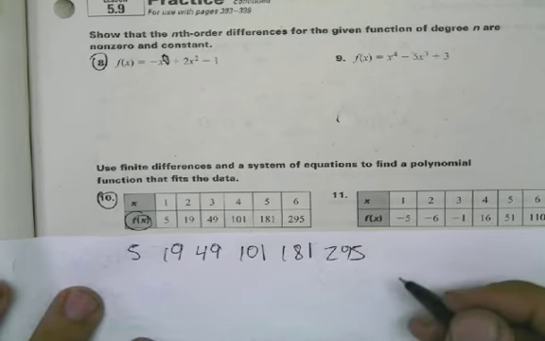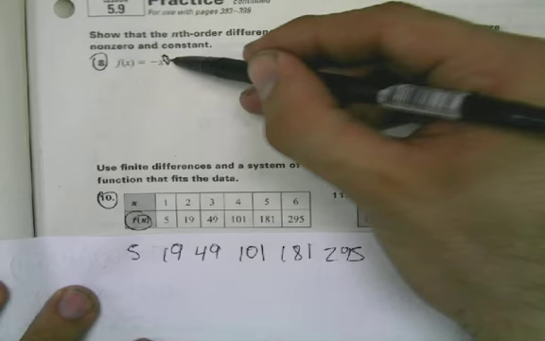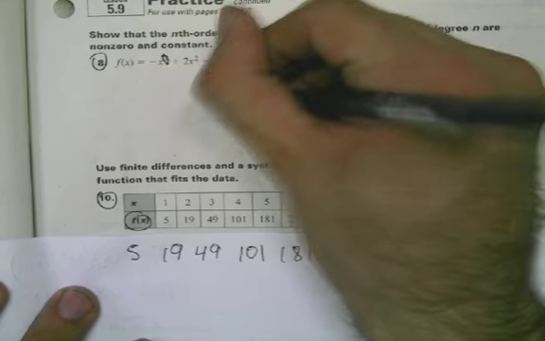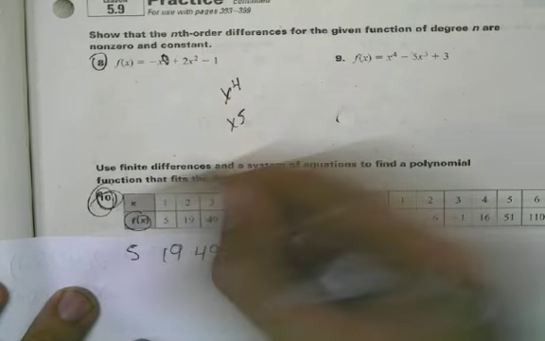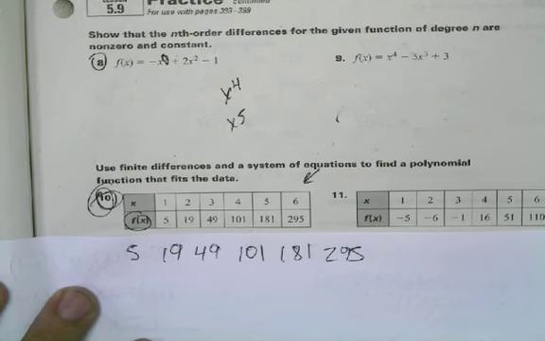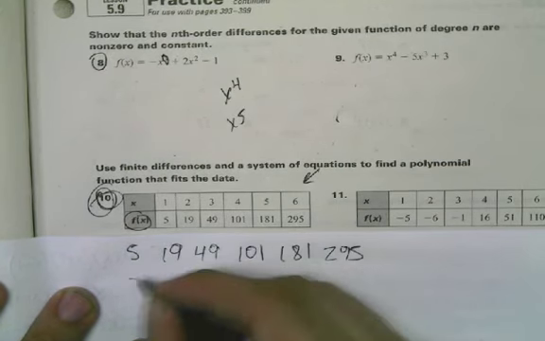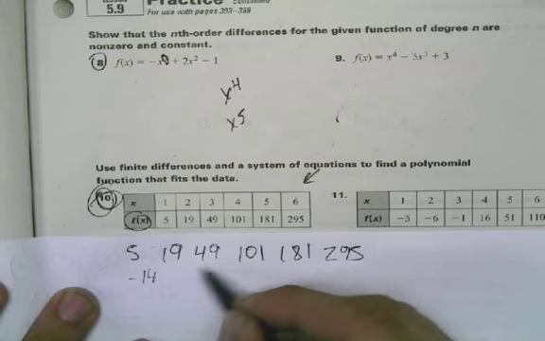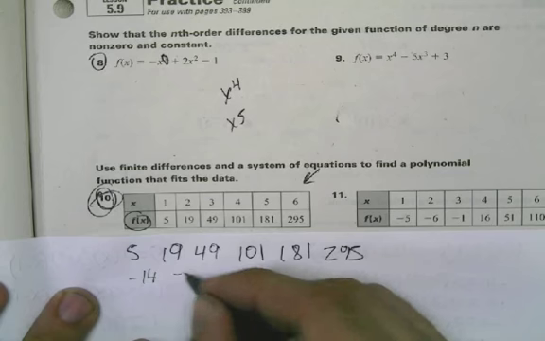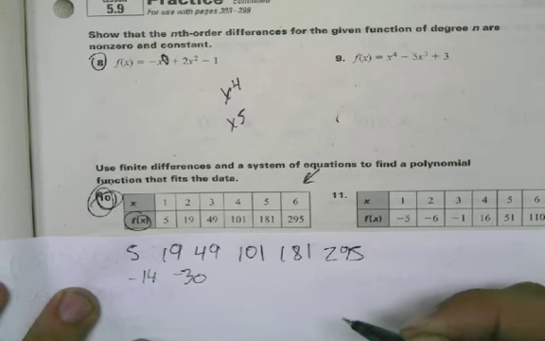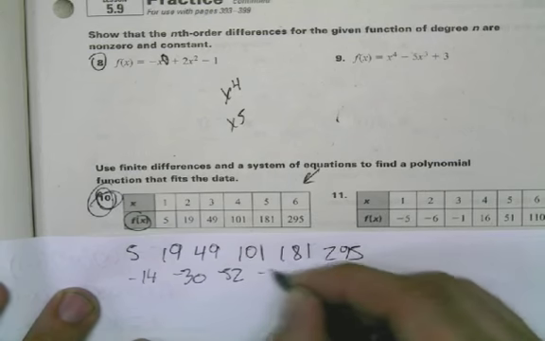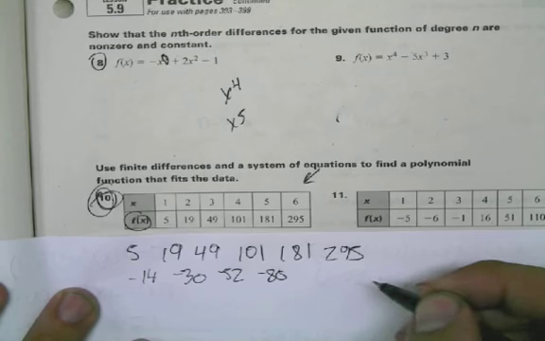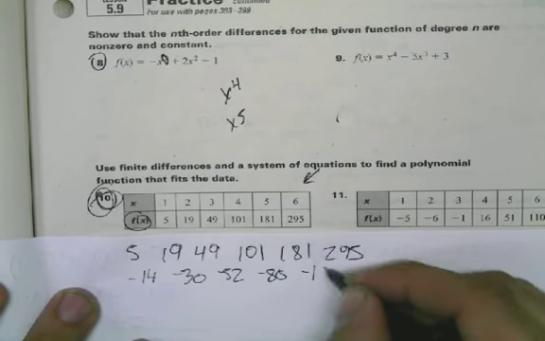Okay, now we need to find out the finite differences because we need to know if it's a cubic, if it's x to the 4th, x to the 5th. We need to know what this function here is. So let's do this. 5 minus 19 is negative 14. 19 minus 49 is negative 30. 49 minus 101 is negative 52. 101 minus 181 is negative 80. 181 minus 295 is negative 114.